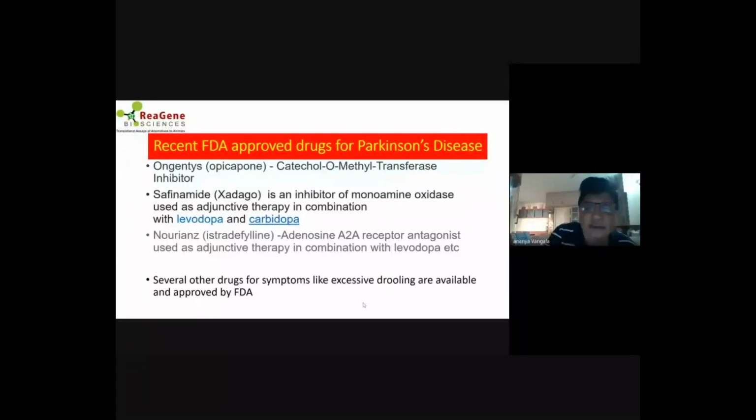These drugs do not prevent Parkinson's disease progression, but they do relieve some of the symptoms of Parkinson's disease. Next one.